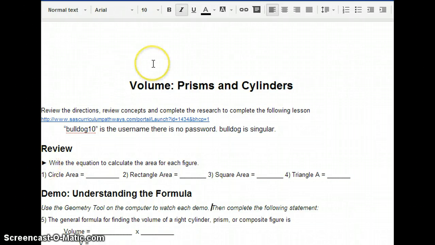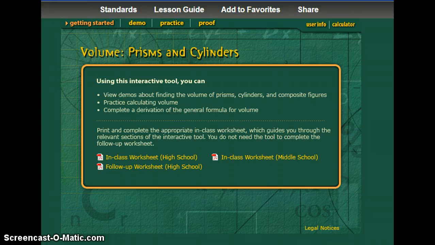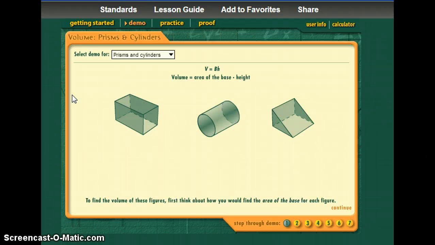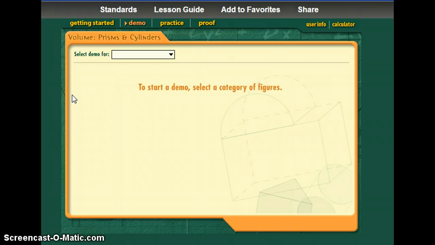Okay, here we go with volume of prisms and cylinders. Some of you are having trouble with the 3D interactive tool from SAS Curriculum Pathways. I found it very difficult to use on my MacBook, but going over to my PC laptop I had no troubles at all. Goes to show you open source code doesn't necessarily work so well on the MacBook.